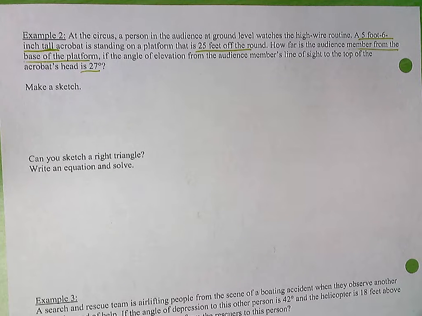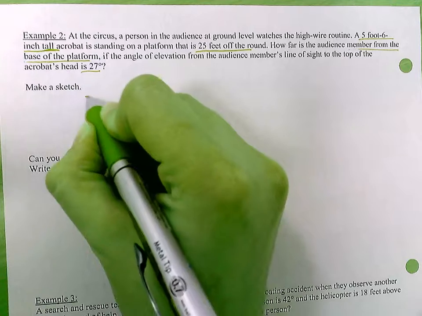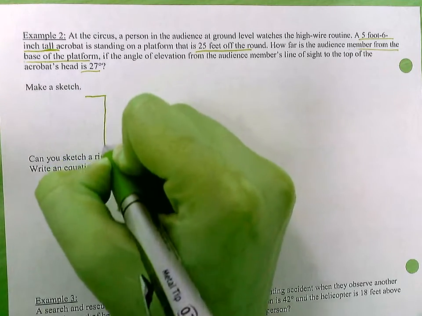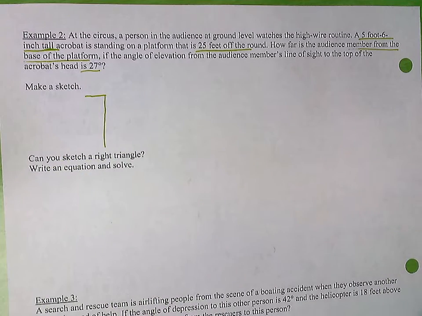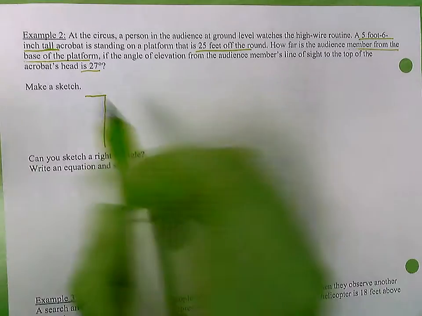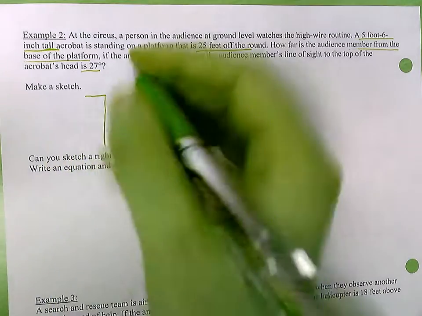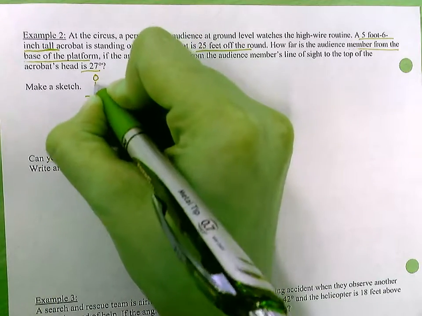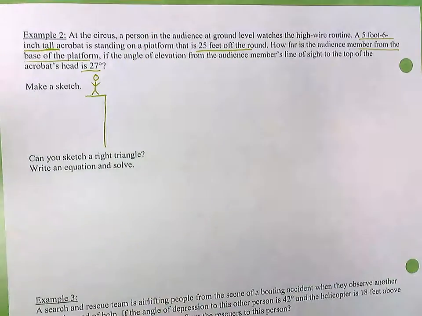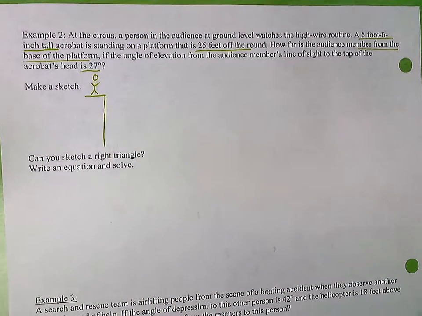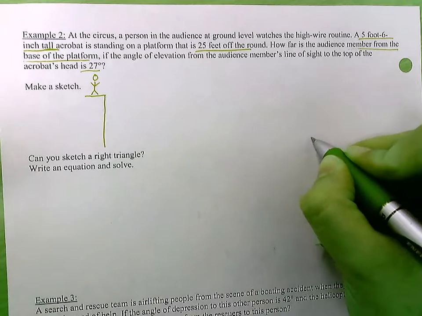Okay, so next step is to draw our picture, make a sketch. So I know I have a platform. An airplane. Okay, we have a platform. We have our acrobat standing on that platform. Okay, we have an audience member at ground level.